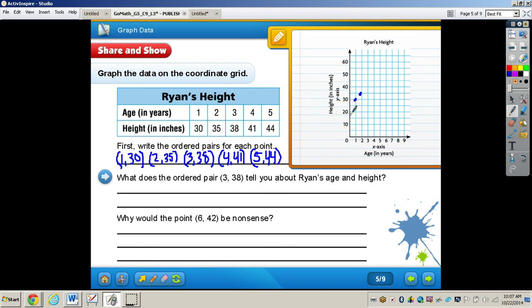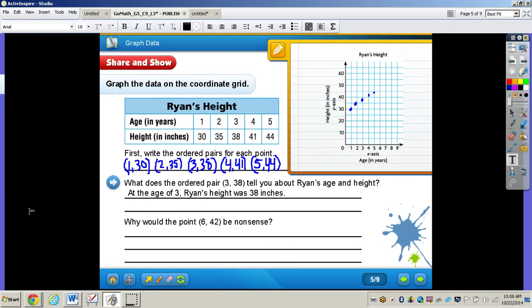Okay, so now we have 3, 38. So we go over 3 and go up 38. So this is going to go right below that 40 there. 4, 41, go over 4 and go right above that 40 there for 41. Alright, then 5, 44, we go over 5 on the x-axis and go up 44. So right below that 45. Okay, so we can see our data right there on the coordinate grid.